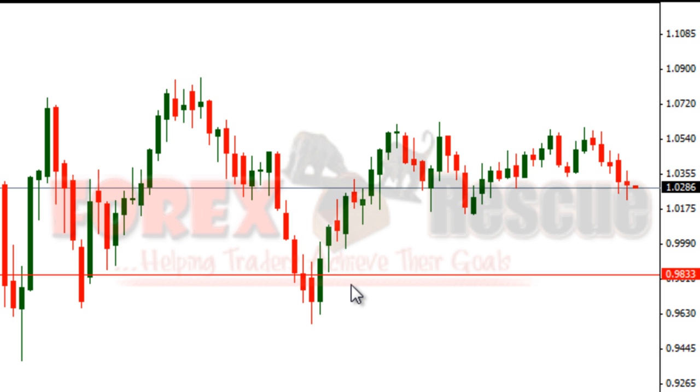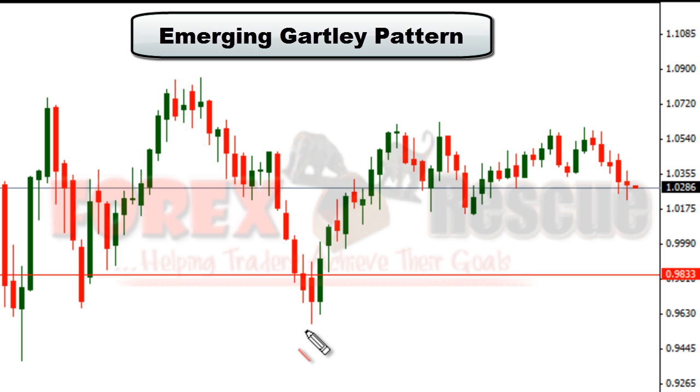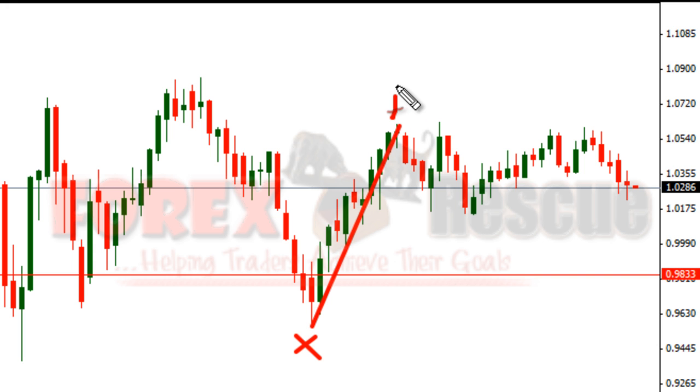Now let us draw our potential Gartley pattern. If you look at this chart very well, this is our XA leg. This is point X. This is point A. So this becomes our AB leg. This becomes point B. This becomes our BC leg. So this area becomes point C, while our potential reversal zone is around this area here. So we'll draw it, connecting it.